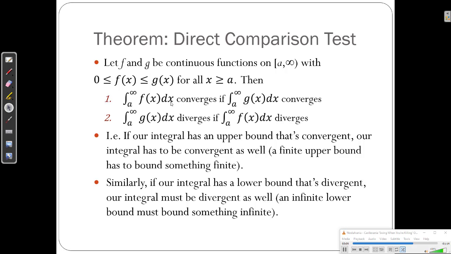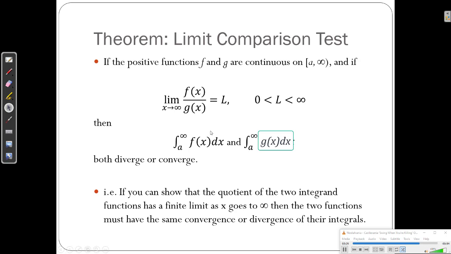Now the hard part is that you have to come up with a function whose convergence or divergence you know, and you can compare it with the function you're curious about. That's the hard part of the direct comparison test. The limit comparison test is a little bit simpler. It says you still have to have positive functions and you still have to be continuous.